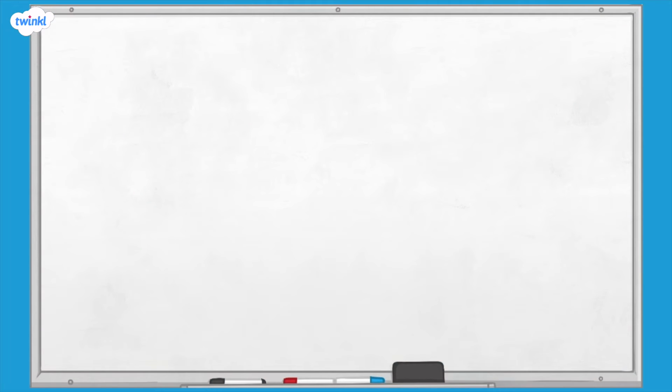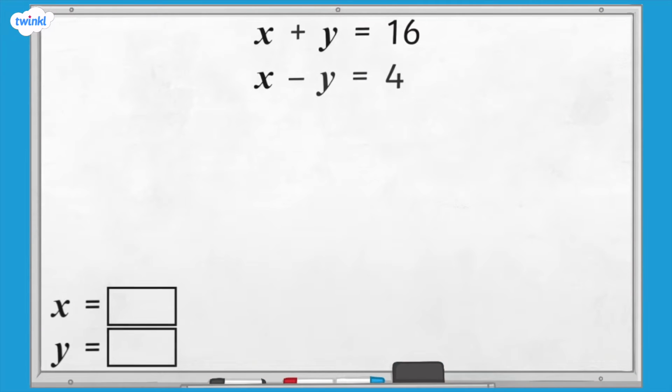Each unknown has a set value, so we need to use the information we've been given to work out what these values are. Drawing a bar model can help with this. Let's take a look at our first example. X plus y equals 16 and x minus y equals 4.